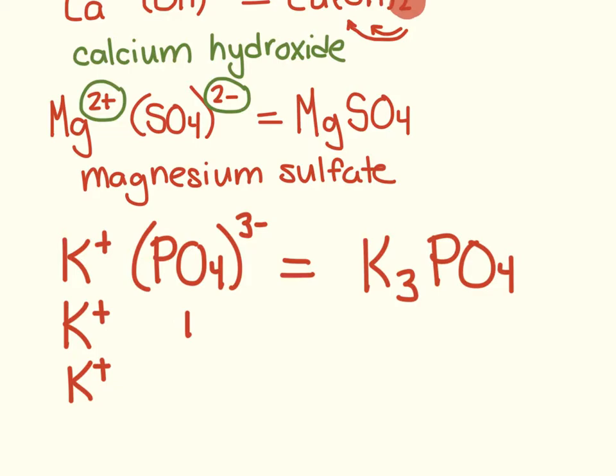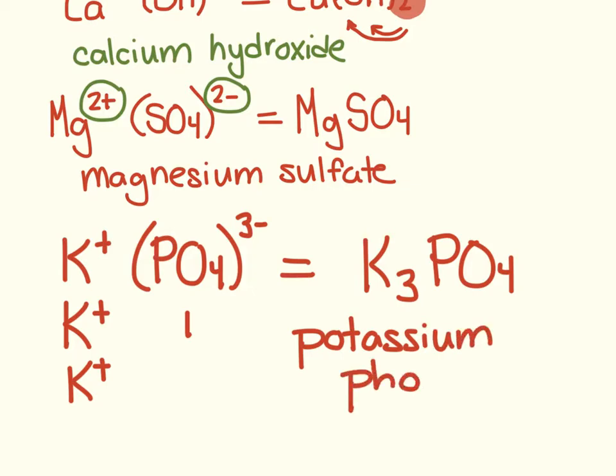Again, when naming this, we're going to name the metal potassium, followed by the name of the polyatomic, which is phosphate. So potassium phosphate is our answer.